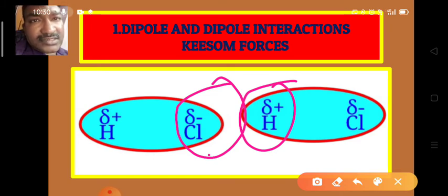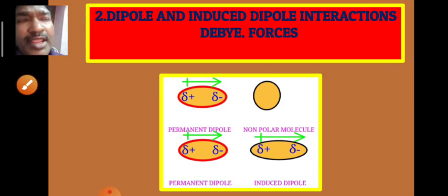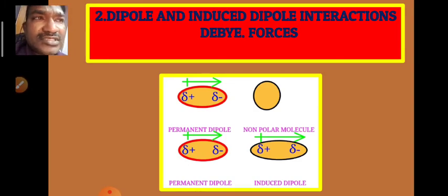And these dipole-dipole interactions are very strong in easily liquefiable gases. That means if these interactions are very strong, we can easily liquefy them. So this is about the dipole-dipole interactions. Next we go for the dipole and induced dipole interactions. These are also known as the Debye forces.